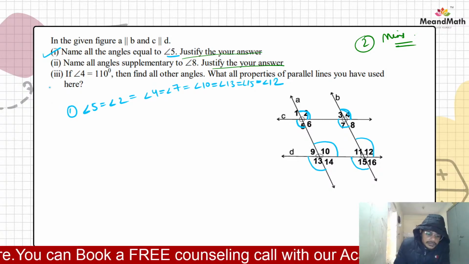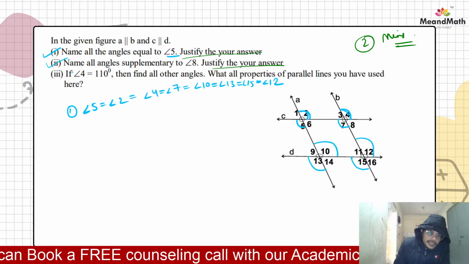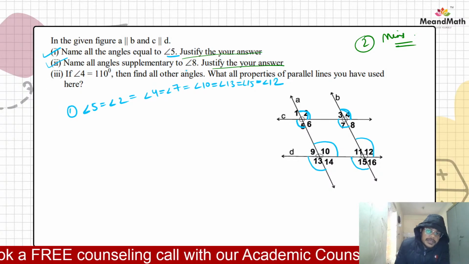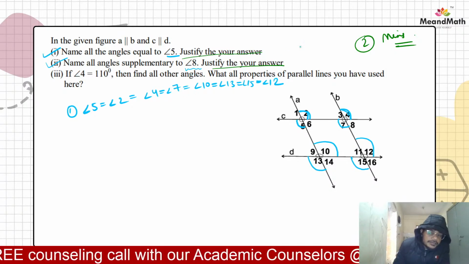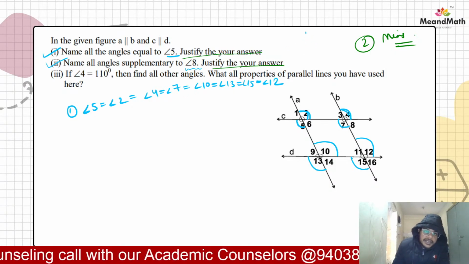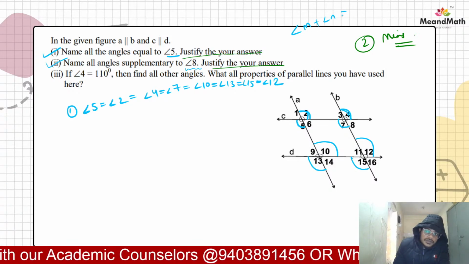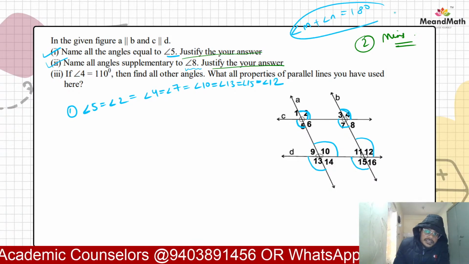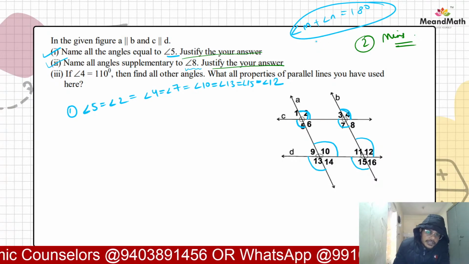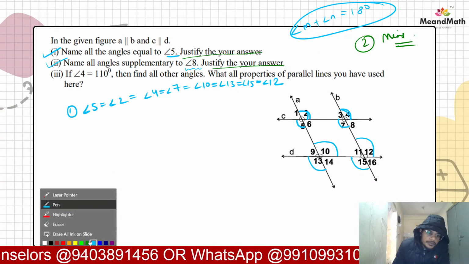Now the answer for the second part. Name all angles supplementary to angle 8. I have told you already what supplementary angles are. If angle M plus angle N is equal to 180 degrees, that means these two angles are supplementary. You have to use the same property again.